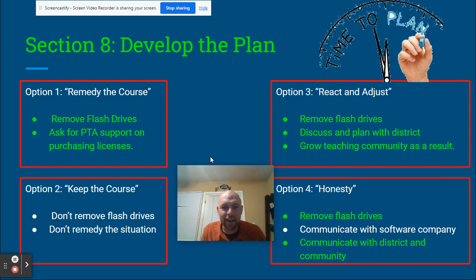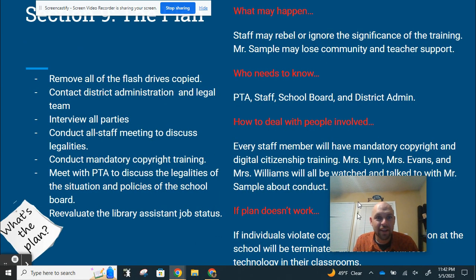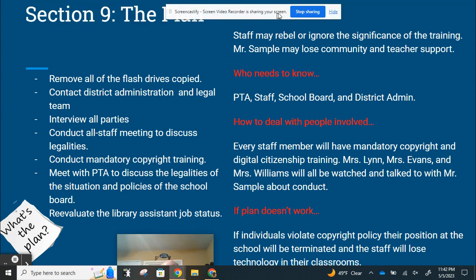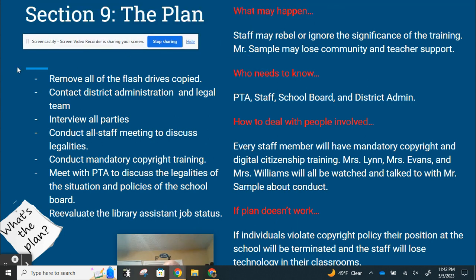So putting this plan into action, what I did is I created a what am I going to do and how. First, I'm going to remove all of the flash drives copied. Contact the district administration and the legal team. Interview all the parties so I make sure I hear from everybody's voices and there's nobody that knows something that doesn't say anything. Conduct all staff meeting to discuss the legalities of the situation that's happening.